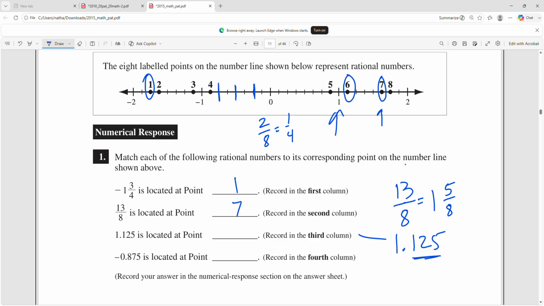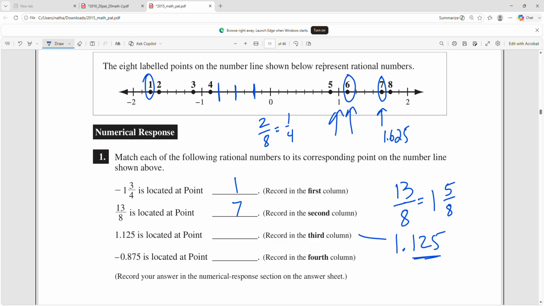We already know that this is 1 and 5/8, which is a lot more than 1.125. You could calculate that as a decimal if you just want to see what it is. 5/8 is 0.625, so this would be 1.625. So 1.125, this has to be it here.